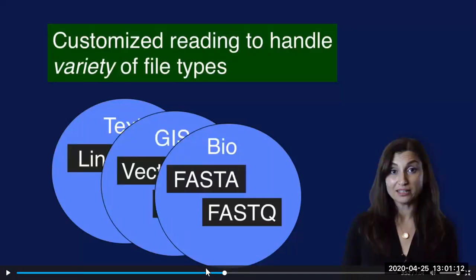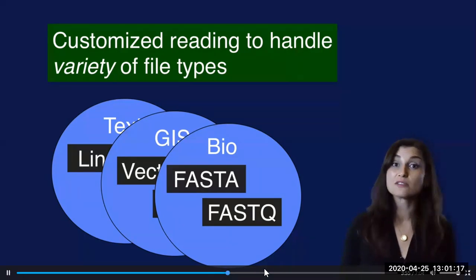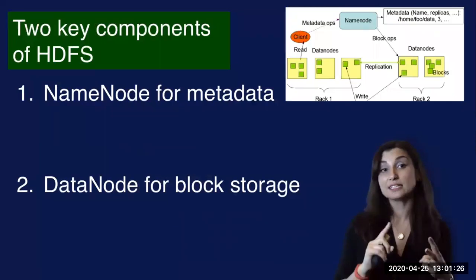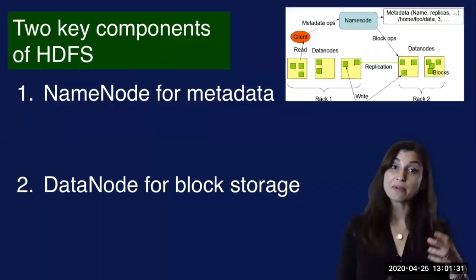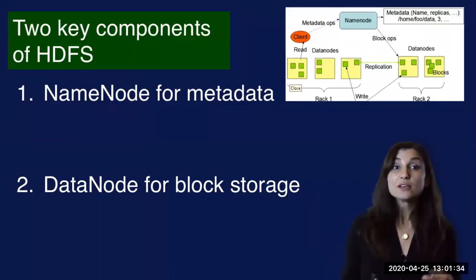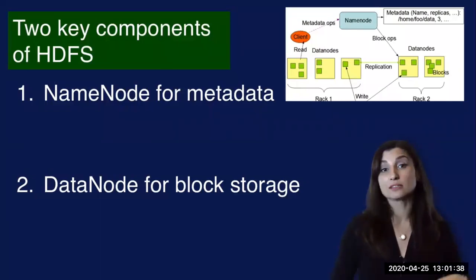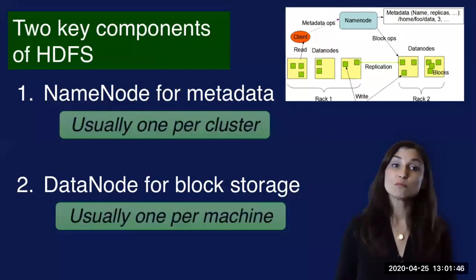Like FASTA or FASTQ formats for sequence data in genomics. HDFS is comprised of 2 components, name node and data node. These operate using a master-slave relationship where the name node issues commands to data nodes across the cluster. The name node is responsible for metadata, and data nodes provide block storage.